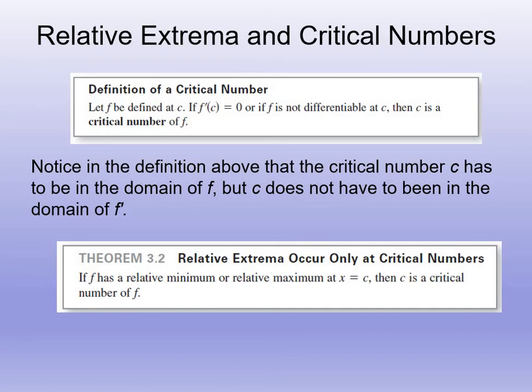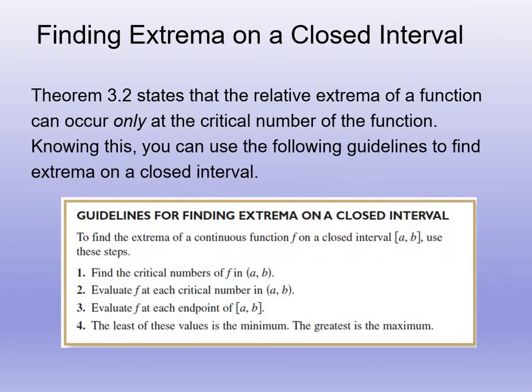If we look at Theorem 3.2, relative extrema only occur at critical numbers. If f has a relative minimum or a relative maximum at x equals c, then c is a critical number of f. So these two kind of intertwine: where the derivative is 0 or does not exist at that critical number, we're going to have a relative max or relative min there.